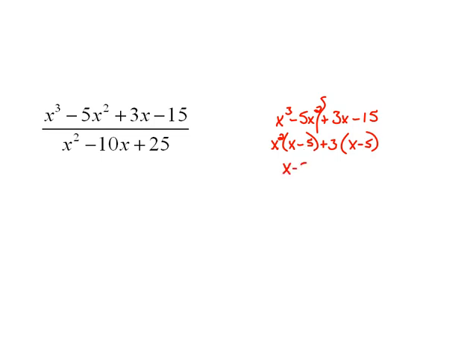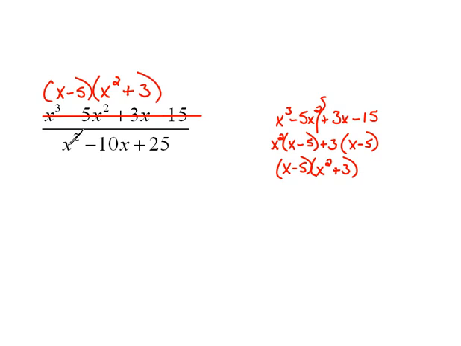So it looks like now we have a common x minus 5, and we are left with an x squared and a positive 3. So this factors into x minus 5 times x squared plus 3. Now as far as our denominator here, let's see, this will factor into x and x for x squared, and then factors of 25 that will give us a negative 10. Looks like it would be minus 5 minus 5.